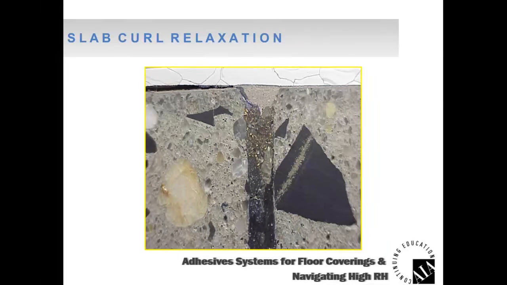Here's a cross section of a concrete core that had a mole run in the floor covering. And basically, by looking at the cross section, what they were able to detail was that when that slab was under curl, and when it relaxed, it pushed the patch up out of the joint and created a mole run in the floor covering.